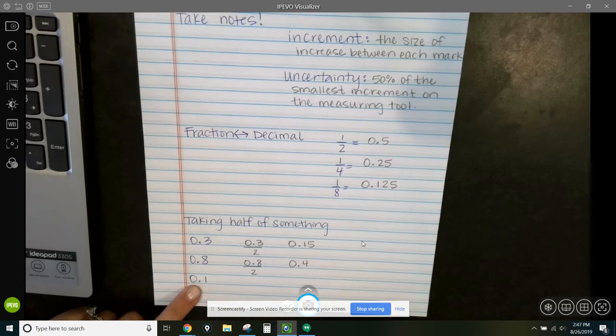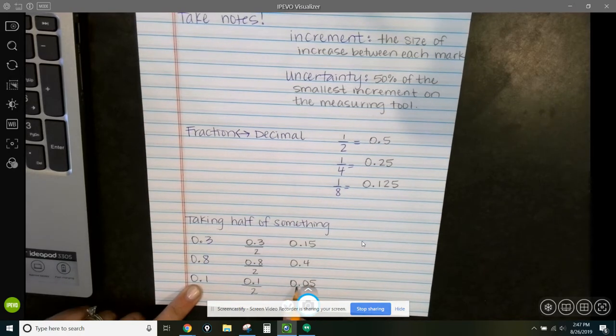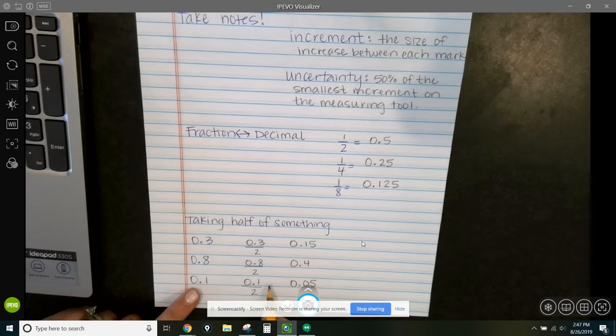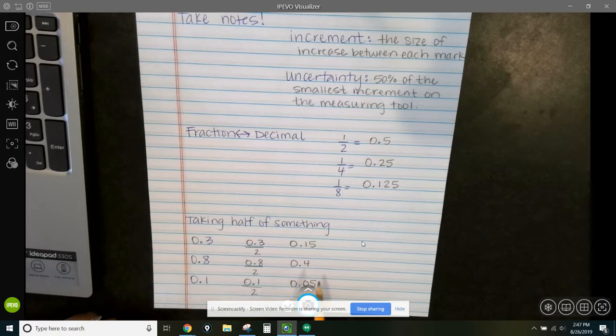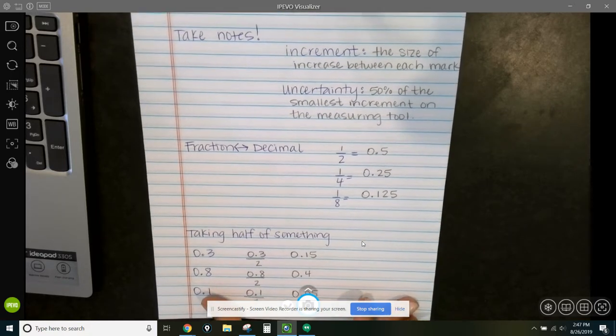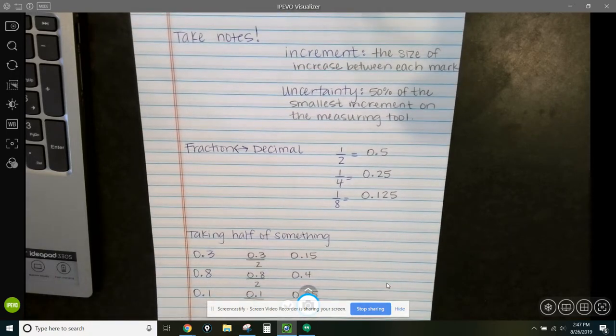This one's a little tricky, 0.1. So if I want to take half of it, I'm going to divide it by 2. And when you do that, you get 0.05. This is one that people miss all the time. They want to put 0.5, but 0.5 is not half of 0.1. So make sure you realize it's 0.05. And if I was you, I would just write these down right now because they might come in handy on your project. So take a minute, review all of that, and good luck on the project.